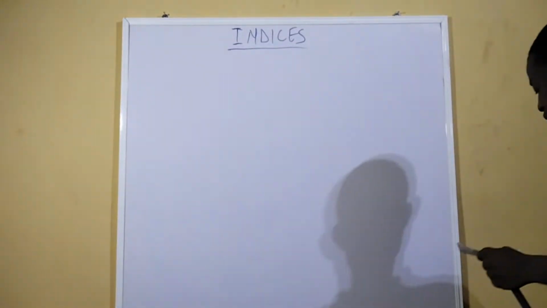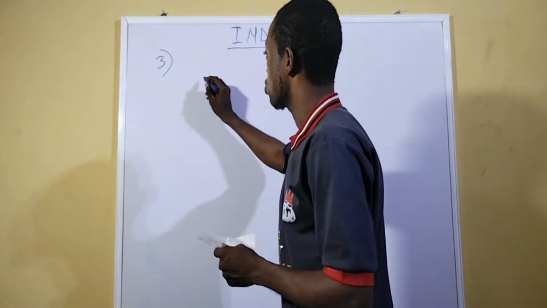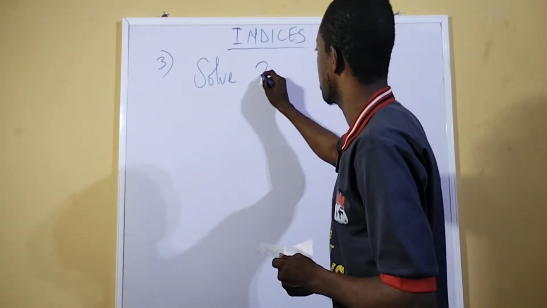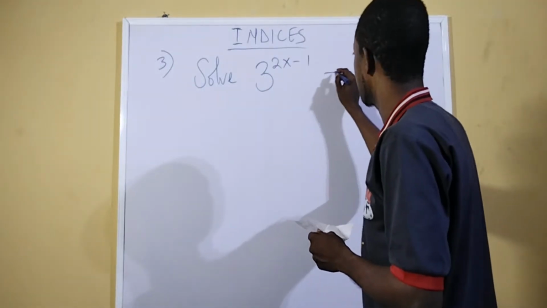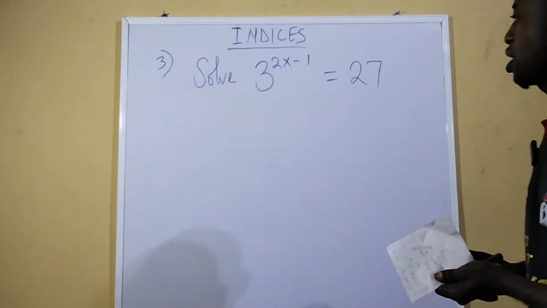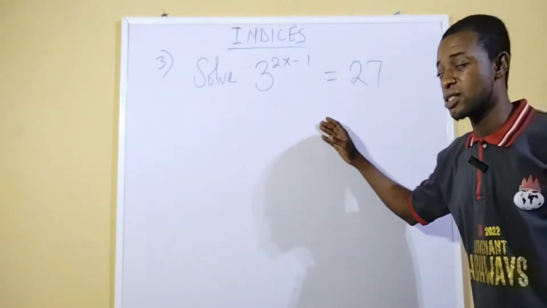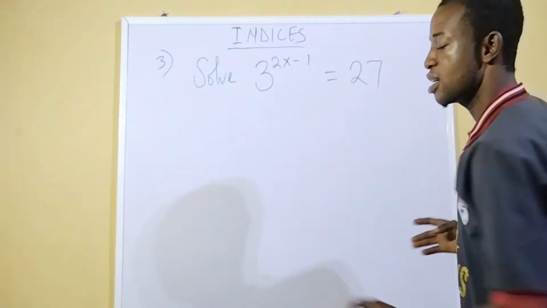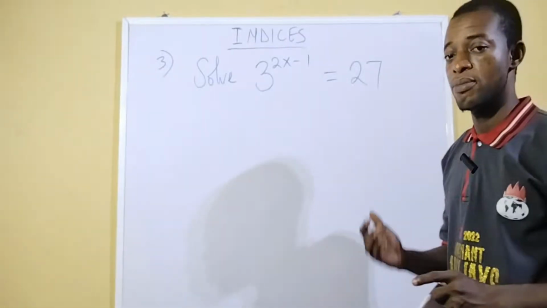Okay, so the number 3 question we have here is that we should solve the equation 3 raised to power 2x minus 1 equals 27. Now, let's solve this. The first thing we should do whenever we have an equation involving indices is try to make both the left hand side and the right hand side have the same base. Same base. This is base 3.